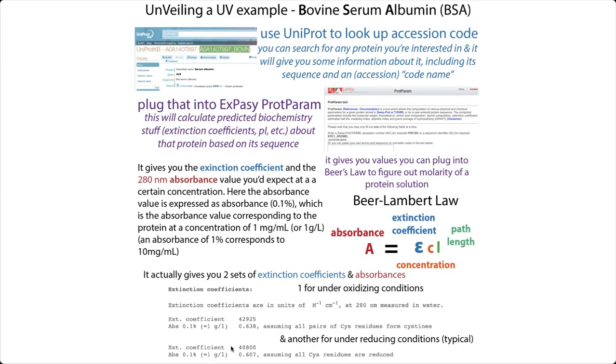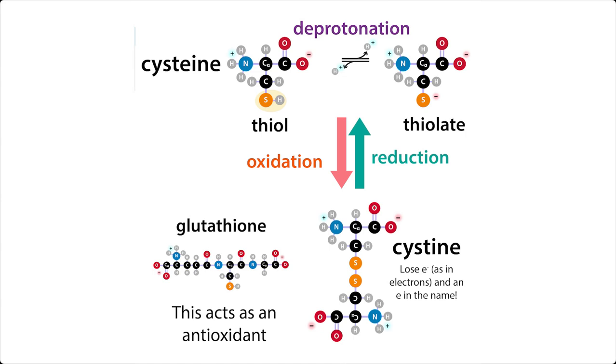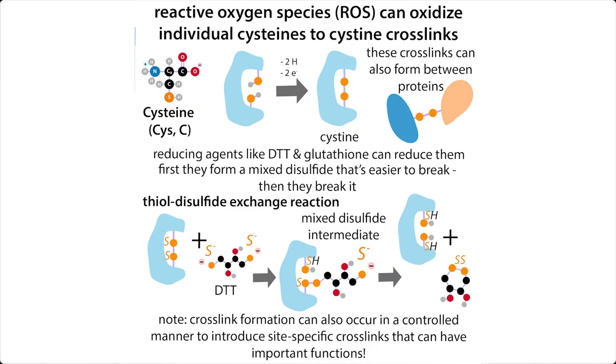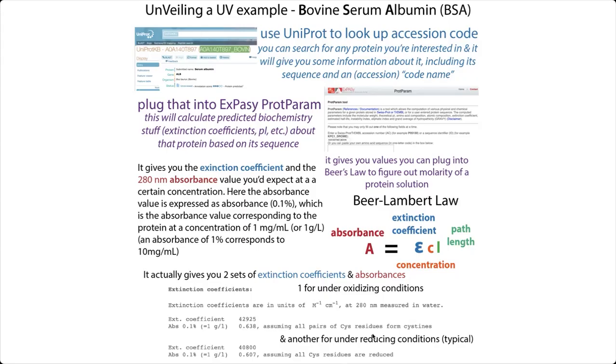Then they're going to give you a second set of values, and this is going to be assuming all cysteine residues are reduced. Outside the scope of this post, but cysteine residues, so the amino acid cysteine, can form crosslinks, these covalent bonds with one another. And those are actually going to absorb more light than just the plain cysteine. And so you're going to get a higher extinction coefficient, a higher absorbance, if you have oxidizing conditions under which those cysteine residues are forming those crosslinks, as opposed to reducing conditions.